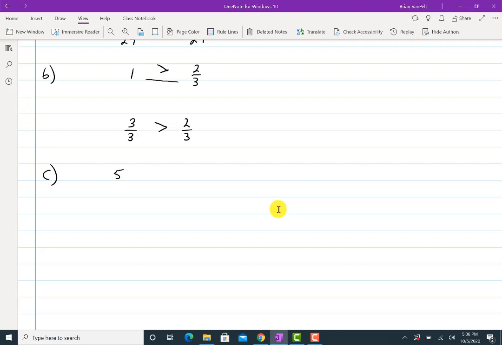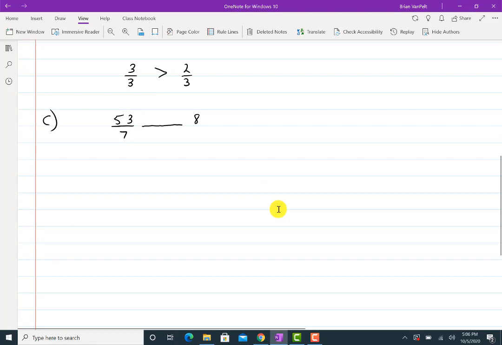Next, 53/7 versus 8. And once again, I'm going to go and get both of these to where they have the same denominator. So if you remember, this 8 is the same as 8/1. So in order to make an 8/1 into something over 7, I had to multiply by 7. 8 times 7 is 56. And here we see that 53 over 7 is less than 56 over 7. So a less than symbol goes there.